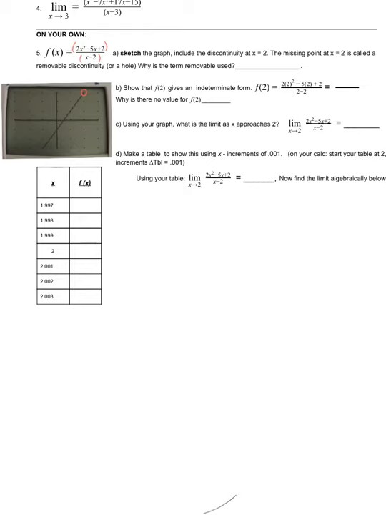Part B, show that f of 2 gives an indeterminate form. Well, if I plug 2 in on top, this is going to give me 2 squared is 4, 4 times 2 is 8, 8 minus 5 times 2 is 10, 8 minus 10 is negative 2, plus 2, we get a 0. 2 minus 2 is 0. Why is there no value for 2? Because it causes division by 0.